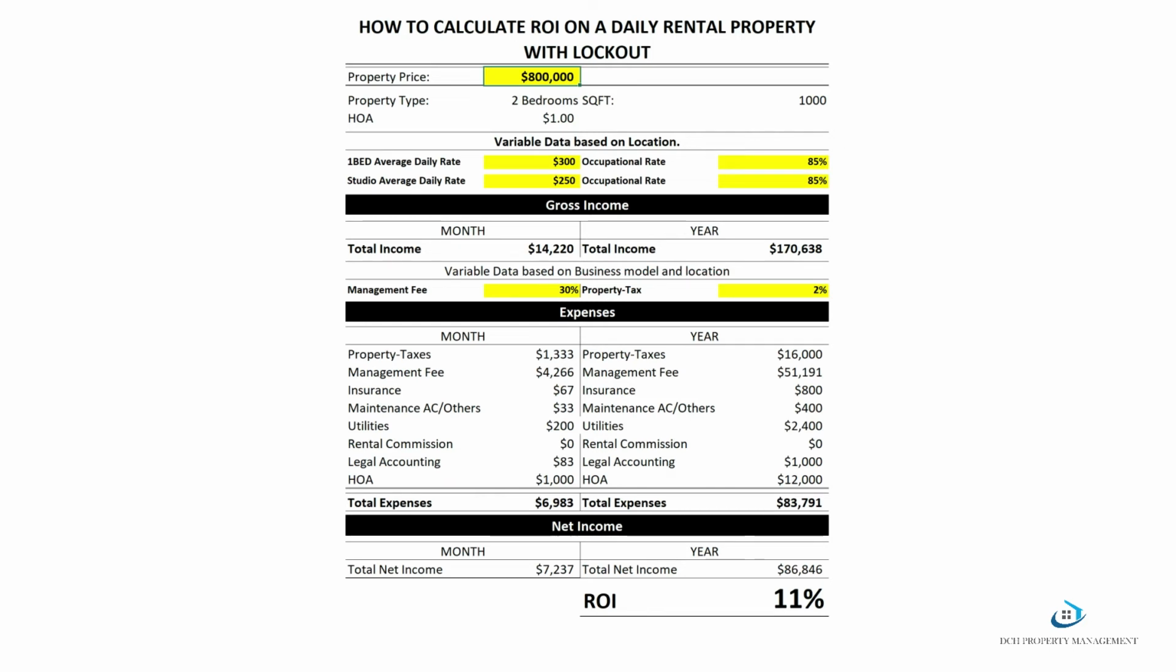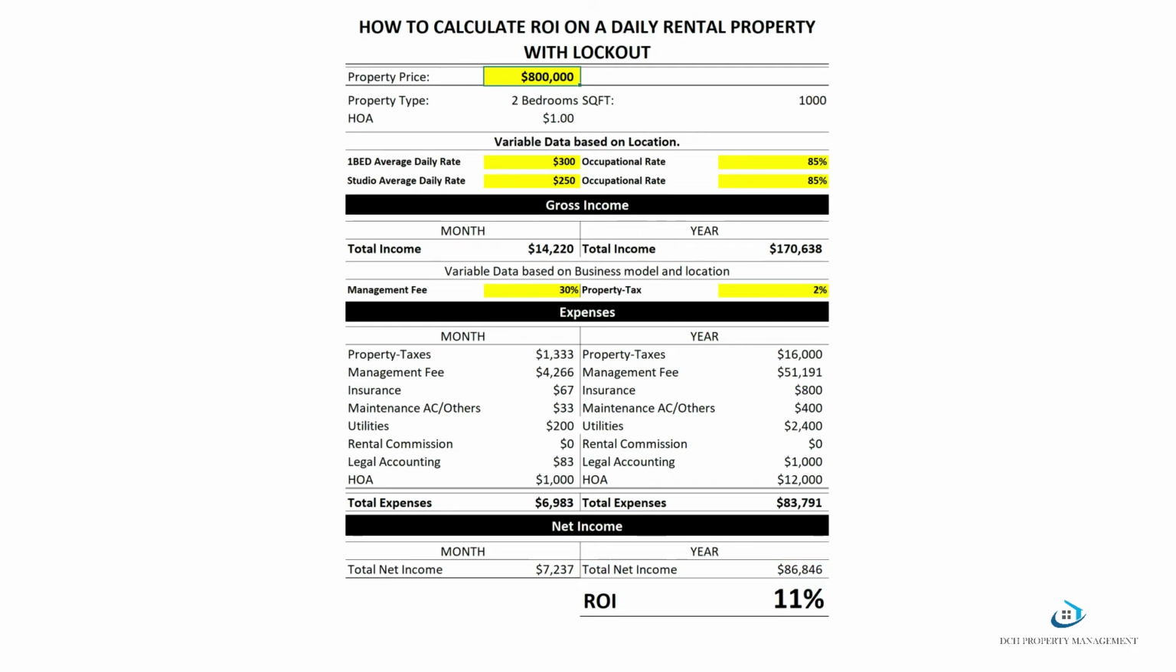Now again we have expenses. On the left, we have already calculated monthly expenses, and on the right, yearly expenses. We add all these expenses getting $6,983 a month and $83,791 a year. We deduct that out of the gross income to get a net monthly income of $7,237 and a net yearly income of $86,846.